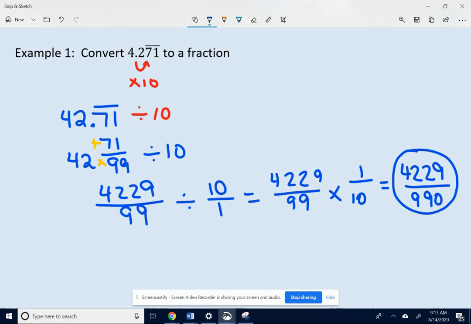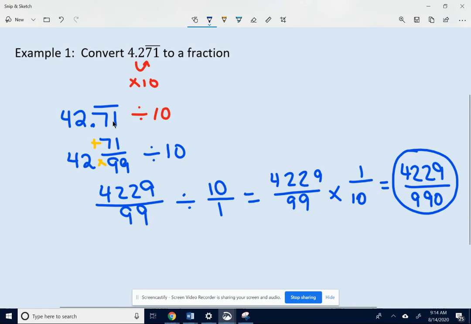Okay, I'll go over the highlights again if you need it. If you don't need it, just stop the video. But what I did, I wanted to move that decimal point in my original problem 1 to the right. And when I did that, I knew that that was multiplying by 10. So I had 42.71 repeating, but then I had to divide by 10 to get back to the original number. Okay, next I took the 42.71 repeating. I changed that to a mixed number.